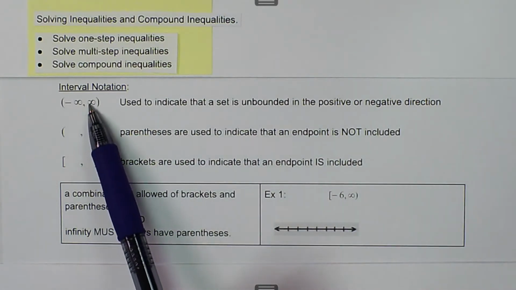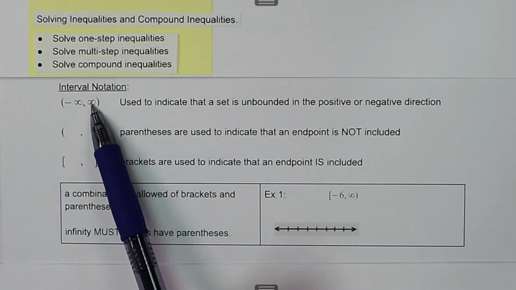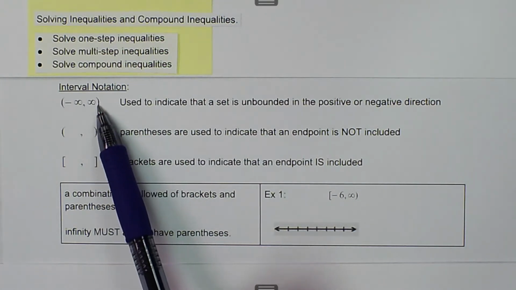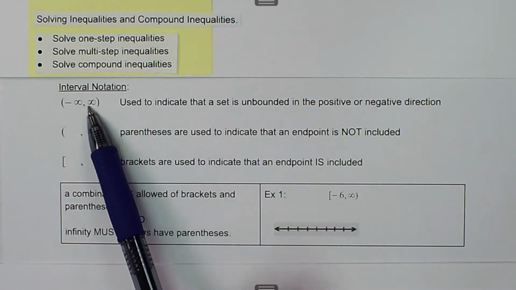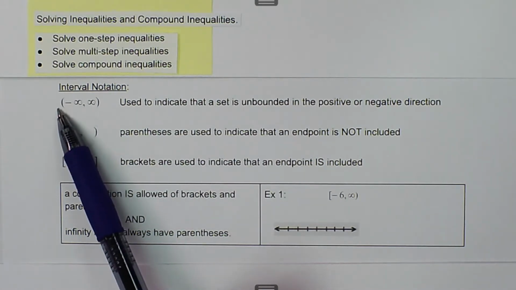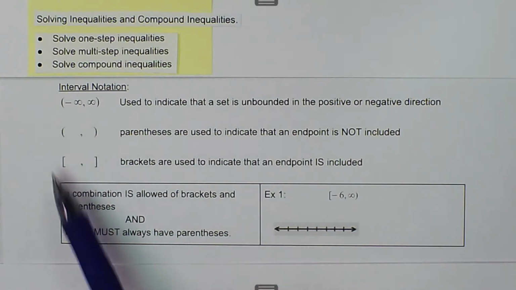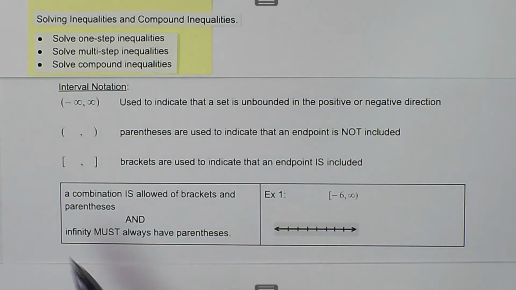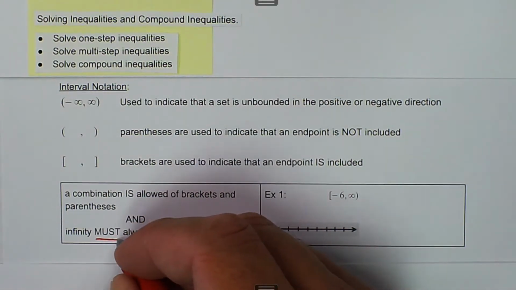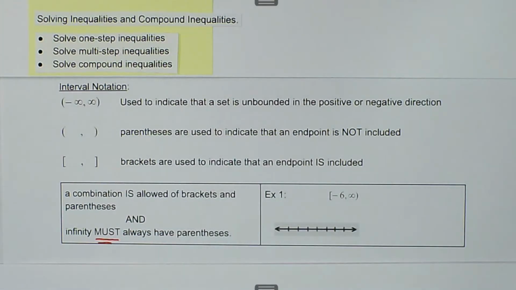If it's unbounded in the positive direction, that means it's going to keep going all the way to positive infinity, so we would use an open parenthesis on the right. If it's unbounded on the left, we'd use an open parenthesis on the left for negative. Down here at the bottom, infinity must always have parentheses. The reason is that we can never get to infinity. You can never count to infinity. There's always going to be another number you can get to. So we have to make sure that we use parentheses anytime we have infinity involved.